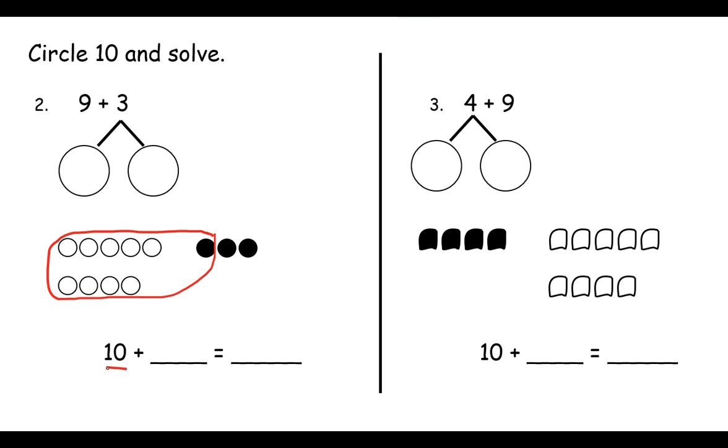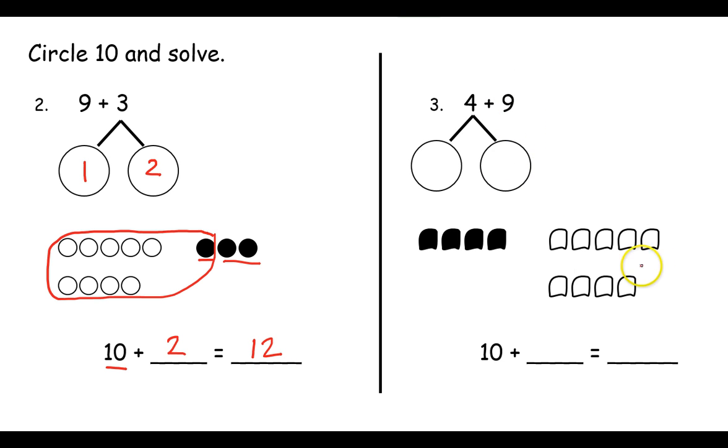I broke it into 2 groups. I broke it into a group showing 1 disc and then a group showing 2 discs. So 3 is the same thing as 1 and 2. That allowed me to make my 10. 9 plus 1 is 10. Now I just have to add the extra 2 discs. 10 plus 2 is 12. So that tells me that 9 plus 3 is the same thing as 10 plus 2, and they both equal 12.